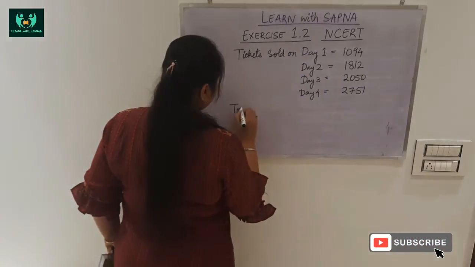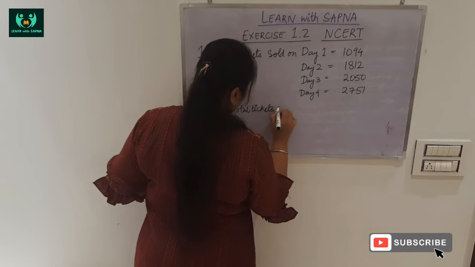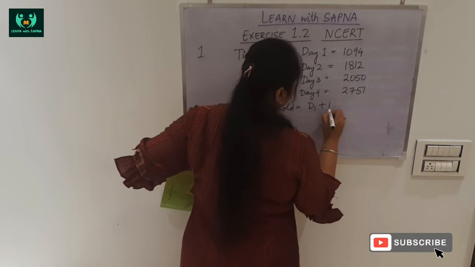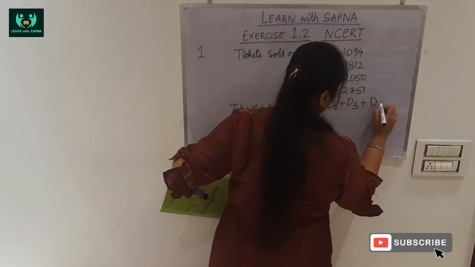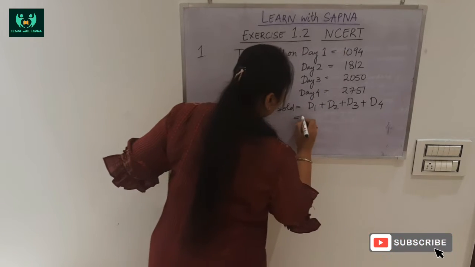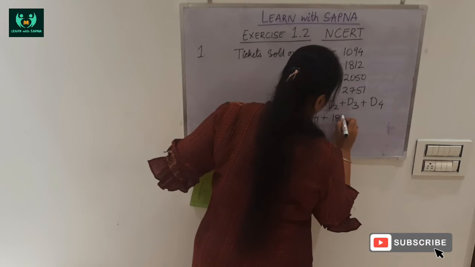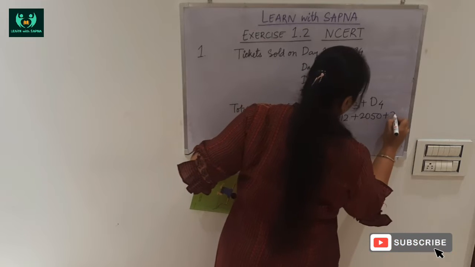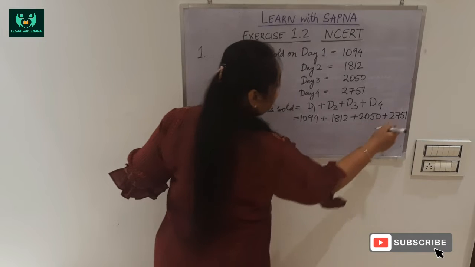So total tickets sold would be tickets on day 1 plus tickets on day 2 plus tickets on day 3 plus tickets on day 4. Right? Day 1 पे tickets कितनी थी हमारी, 1094 plus 1812 plus 2050 plus 2751. Let's do respective additions.